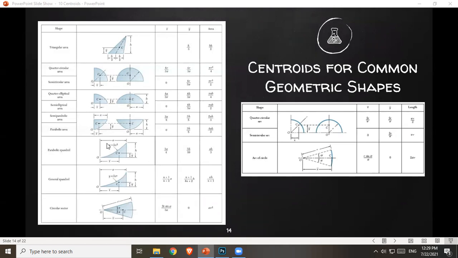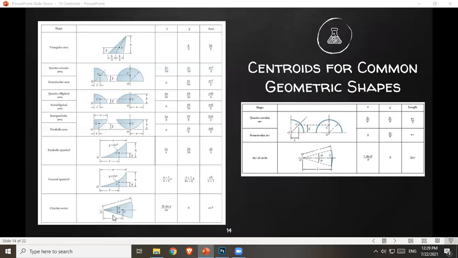Okay, so for example here, this is a second degree parabola. So n is 2. n plus 1 is 3, so that's why this is 3a over n plus 2, 2 plus 2, so that's why this is 4. Same thing for the other equations.